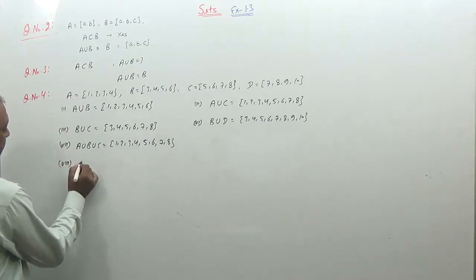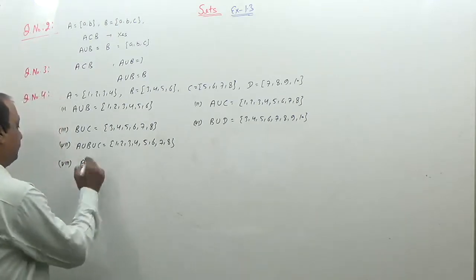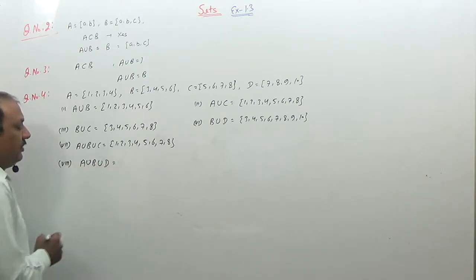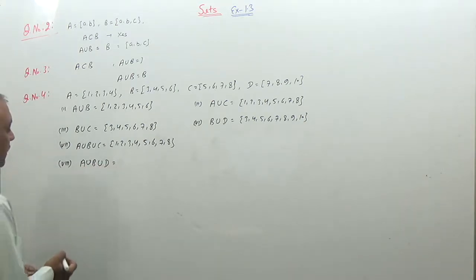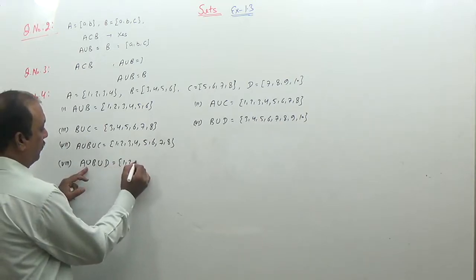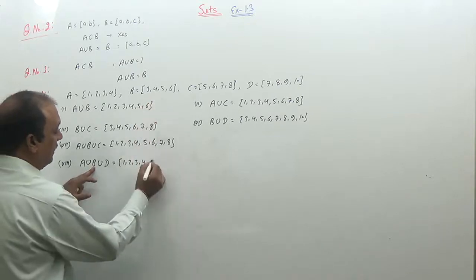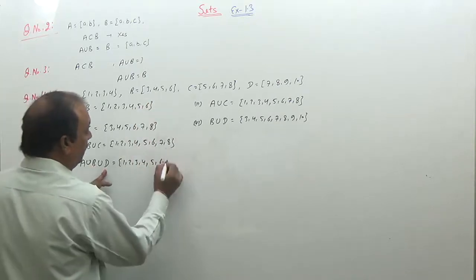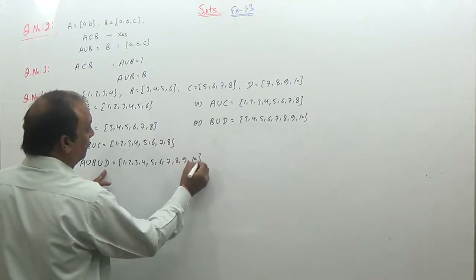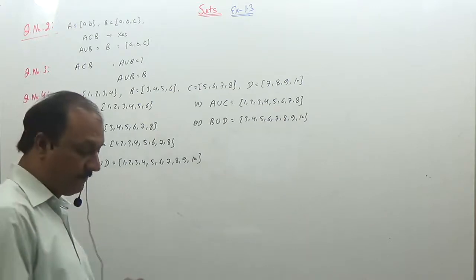And next part is A union B union D. A union B union D is a set which contains all elements of set A, that is 1 2 3 4, and B का 3 4 आप ले चुके हैं, 5 and 6, and D के सारे एलिमेंट लें 7 8 and 9 10. So this one is the A union B union D.